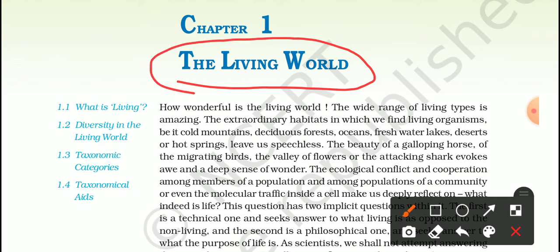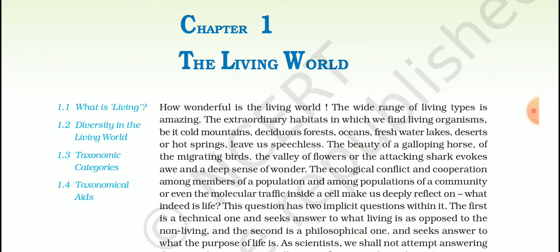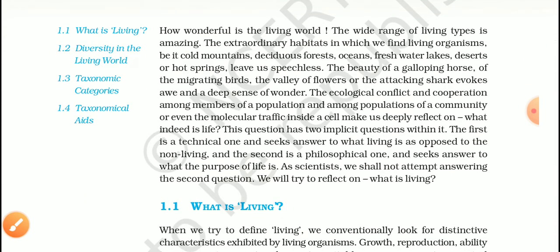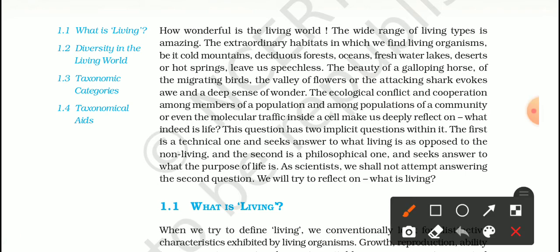In this chapter there are some important contents. What are the important contents? What is living? Diversity in the living world. Taxonomic categories. Taxonomical aids. These are the four important contents in this chapter. First of all, there is an introduction paragraph. In this paragraph we don't have a lot of important things, but the most important two things are there.